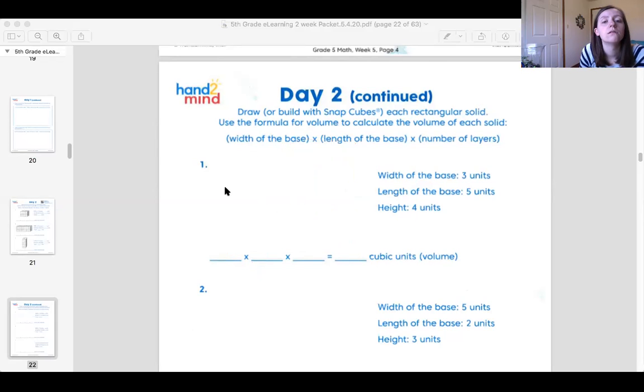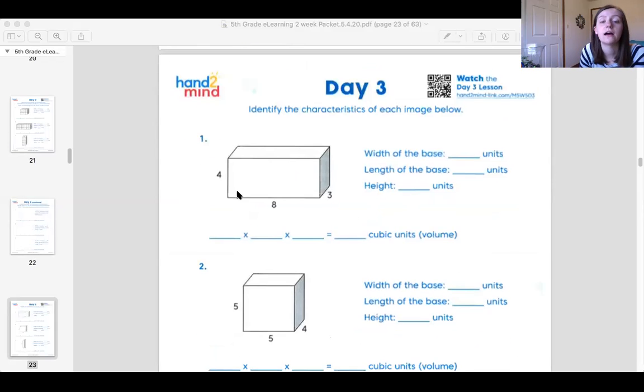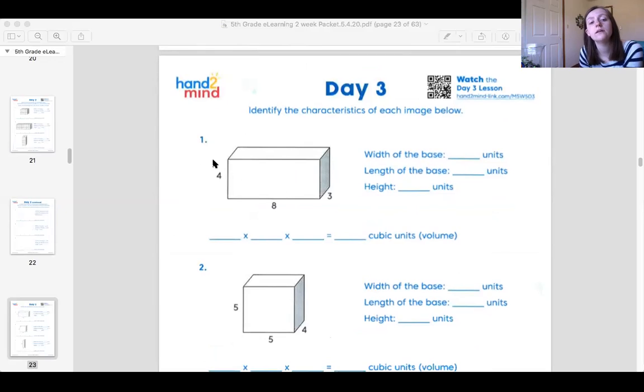Okay. Well, let's look at day number 3 now, because day number 3 does exactly what I just did. It gives you a model without the little cubes in it. Okay, don't worry, it's the same process as earlier when we were finding the volume.